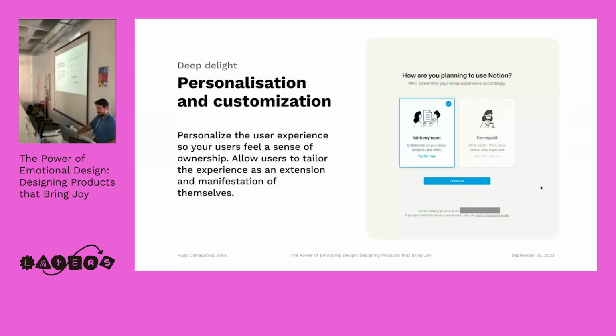And personalization and customization. This is an example for Notion, and I mean, Notion is all about customization, right? That's probably why we love it so much. But starts on the onboarding screens when you have to choose between if I'm a team or if I go for myself. This is an example of customizations, and what this makes, it makes like the user feels that they have a sense of ownership. They can choose something, so it's really powerful for the user.